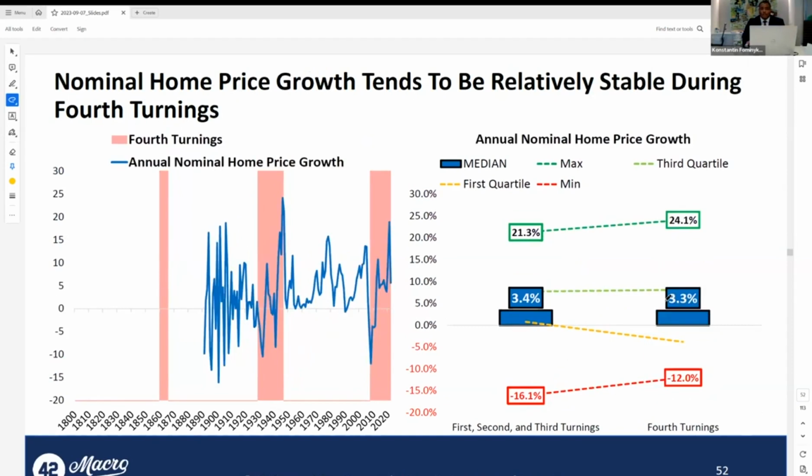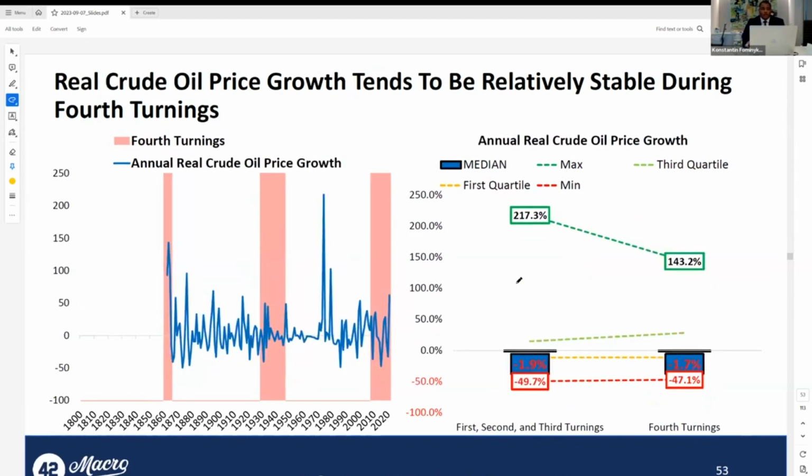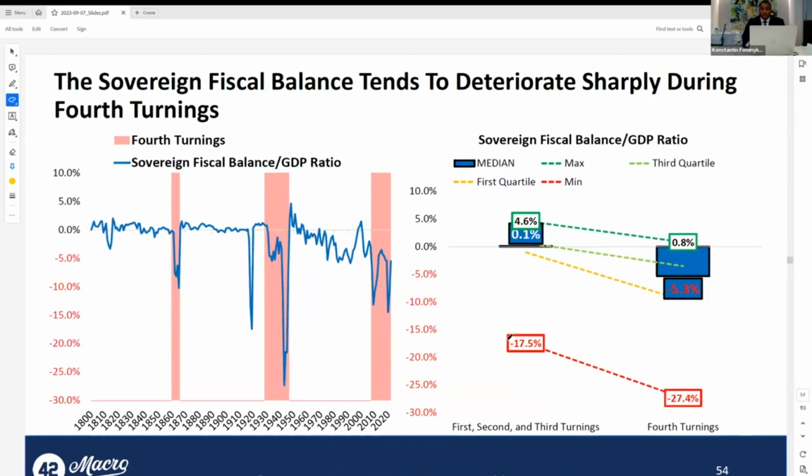Nominal home price growth tends to be relatively stable, so this is not a real asset phenomenon. We typically see the concentration of returns in financial assets in fourth turnings. Real crude oil price growth tends to be relatively stable during fourth turnings as another indication that this is not a real economy phenomenon. This is a financial economy phenomenon in terms of the impact that fourth turnings have on asset markets.